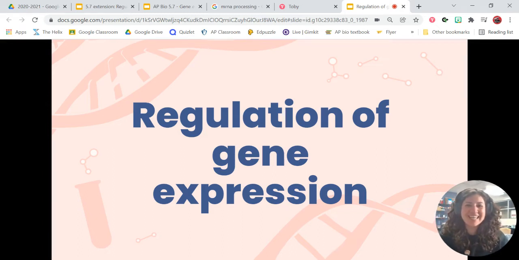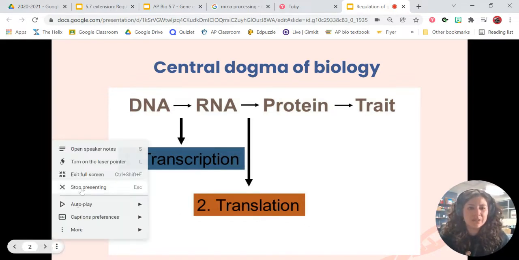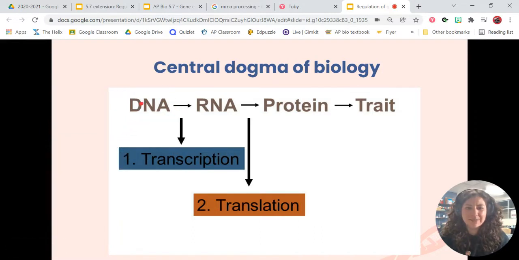Hi students, let's talk about regulation of gene expression. So for this, we've got to remember what we've been learning so far in this unit, the central dogma of biology. This is of course that DNA is the directions to make RNA, and that is transcription. And then RNA is the directions to make proteins, and that's translation.